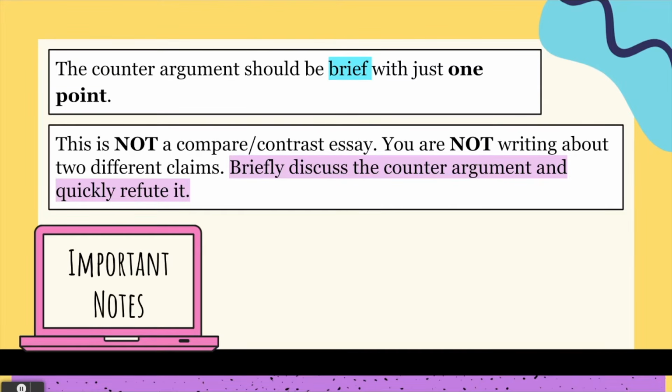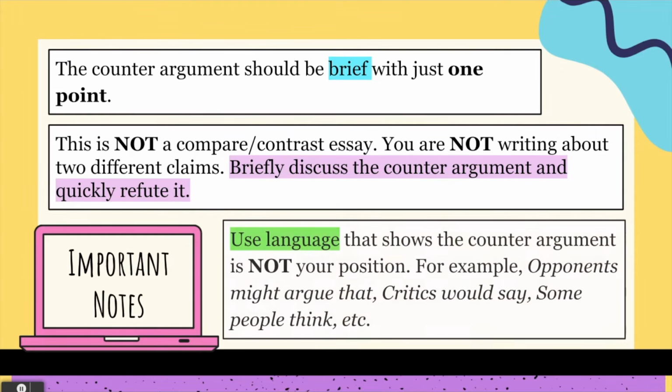So you briefly introduce that one point. You briefly discuss the counter argument and then you quickly refute it. And then use language that shows the counter argument is not your position. So, for example, you would say something like, opponents might argue that, or critics would say, or some people think, something like that shows that it's not your viewpoint.